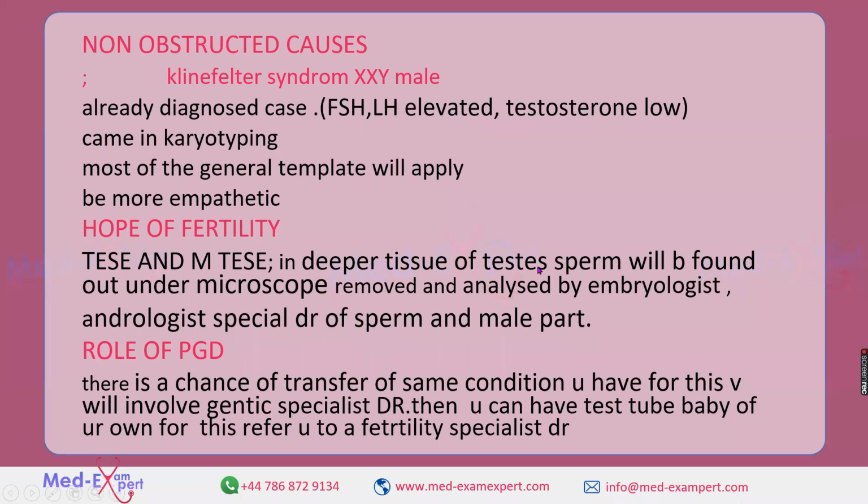In the deeper tissue of the testes, sperm may be found under the microscope, removed, and analyzed by an embryologist and an andrologist, a special doctor of sperm and the male system. There is a chance of transferring the same condition. For this, we will involve a genetic specialist doctor. Then you can have a test tube baby of your own. For this, we will refer you to a fertility specialist doctor. The genetic specialist informs about the role of PGD, and the fertility specialist is involved.